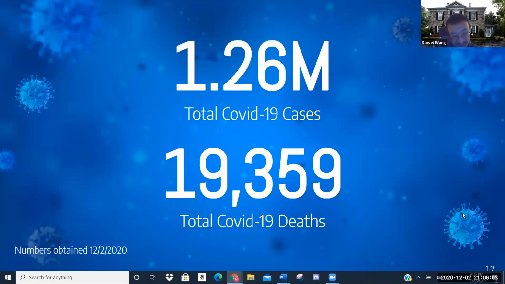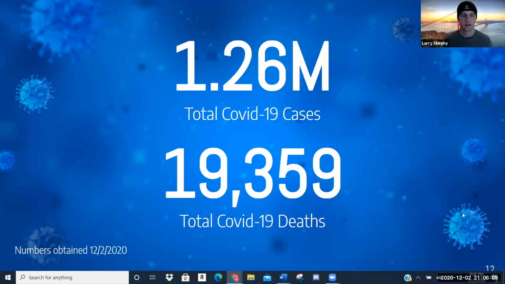Next slide. Okay, from numbers obtained the 2nd of December 2020, the total COVID-19 cases is 1.26 million, and the total deaths as a result of that is 19,359.